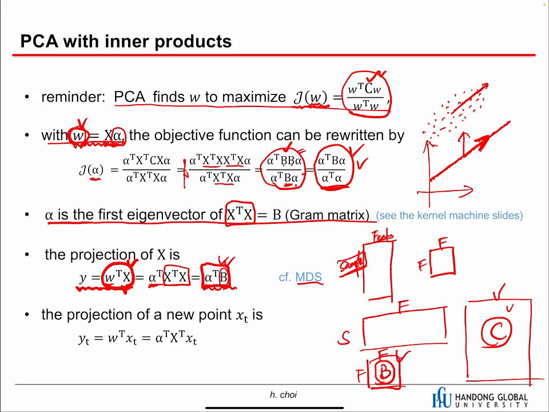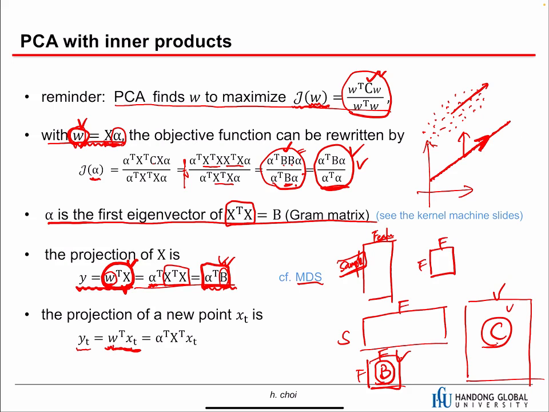And this is all about the training samples. Then what about the new point x sub t? Then y sub t is W transpose x sub t in the conventional PCA, because we have this projection map from the training samples. As long as we have W, then we know how to project. If we have a new sample x sub t, it's simple: just calculate the dot product between W and x sub t.